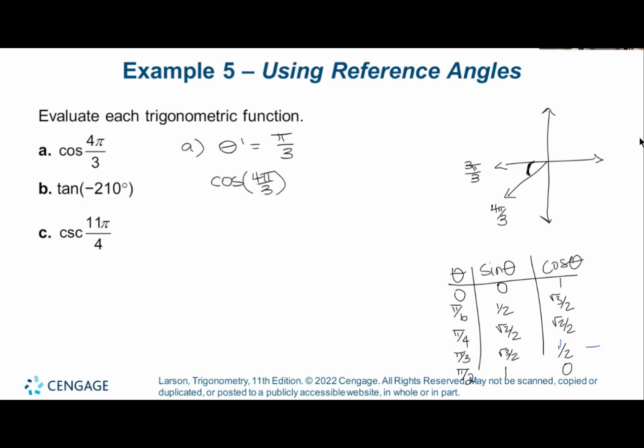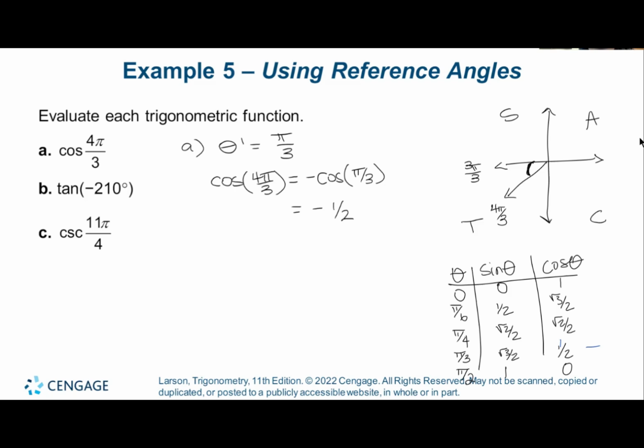But is it positive or negative? Let's see. All Students Take Calculus. In quadrant 3, cosine is negative. So cosine of 4 pi over 3 is the same as cosine of pi over 3. It's just negative. And I know cosine of pi over 3 is 1/2. So cosine of 4 pi over 3 is negative 1/2.